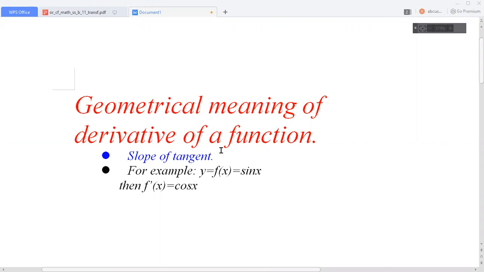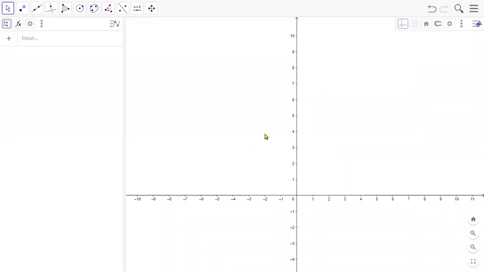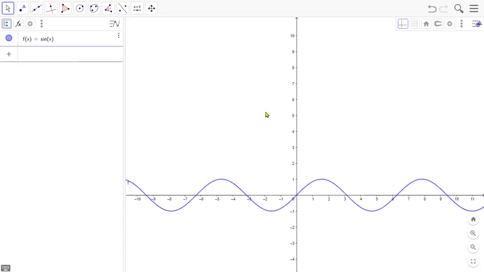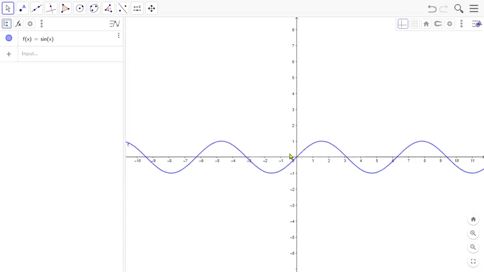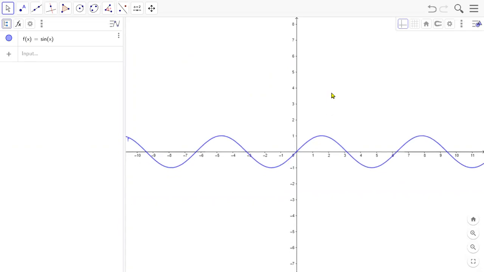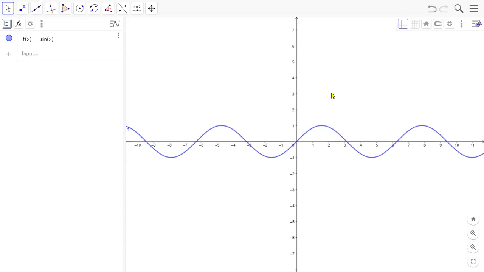Here this is the GeoGebra software, and our function is just sine of x. First of all, let me graph the function sine of x. Okay, this is the graph of the function sine of x. Here we can see that this sinusoidal curve passes through the origin. This is the graph of the sinusoidal function.